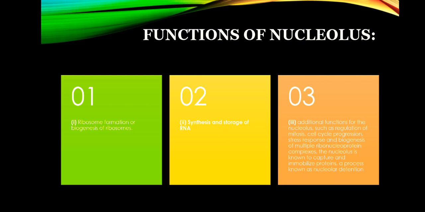What are the functions of the nucleolus? So the most important function of nucleolus is ribosome formation or biogenesis of ribosome, and second is synthesis and storage of RNA. However, its additional functions are also known, such as regulation of mitosis, cell cycle progression, stress response, and biogenesis of multiple ribonucleoprotein complexes. The nucleolus is known to capture and immobilize protein, a process known as nuclear detention.